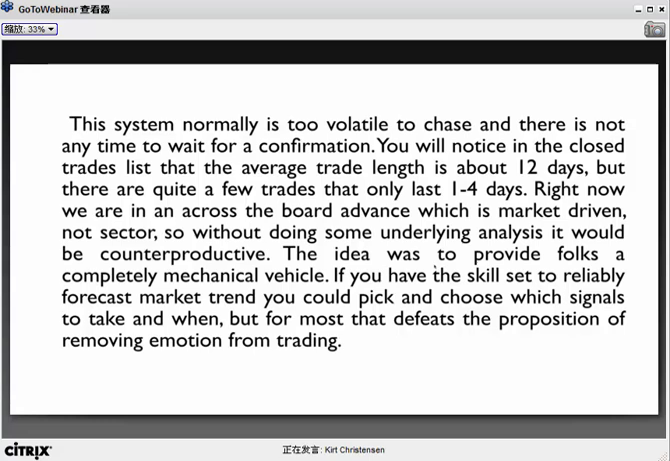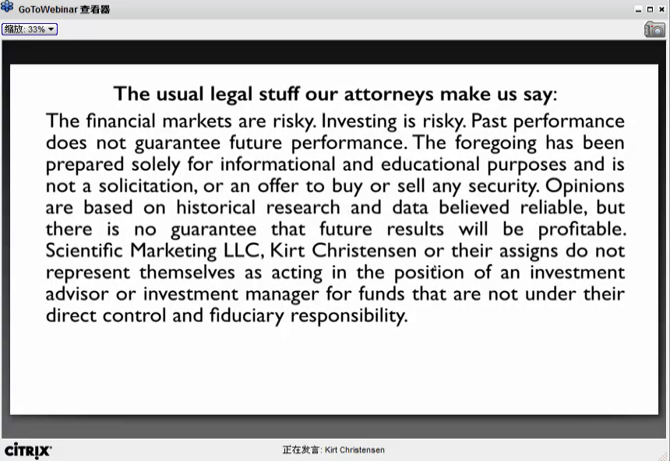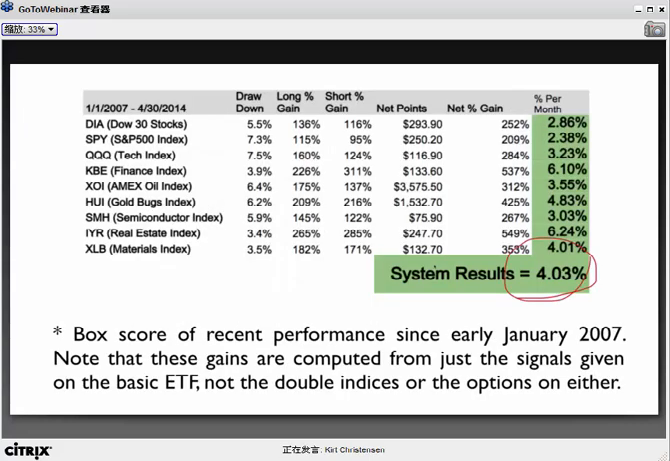And of course, the usual legal stuff our attorneys make us say: financial markets are risky, investing is risky, past performance does not guarantee future performance. So that said, if you're interested in a system that has a baseline result, now when we talk about baseline, that's just on the single ETFs, of 4% a month. Of course, it's going to be about double that for the double ETFs, and factors above that for the options and for the best in breed.